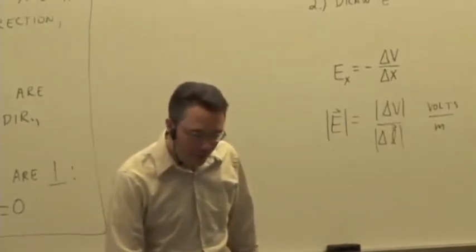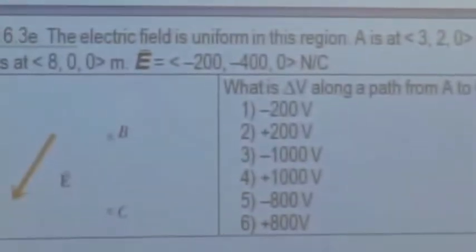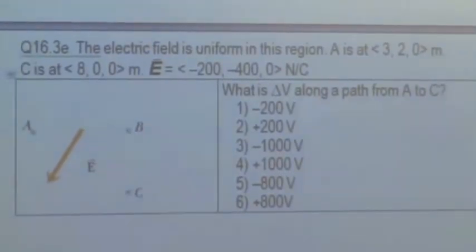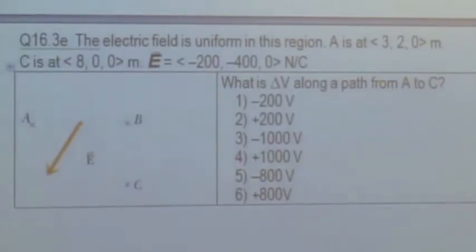All right, let's go back to this question. One more question. We've got a lot of them today, but this is actually a pretty useful one to do. We now have a path that goes from A to C. A is 320 meters. C is 800 meters. And the electric field has both an X and a Y component. Find delta V along the path from A to C. And this one's kind of useful to do because we can talk about some different ways of doing this.